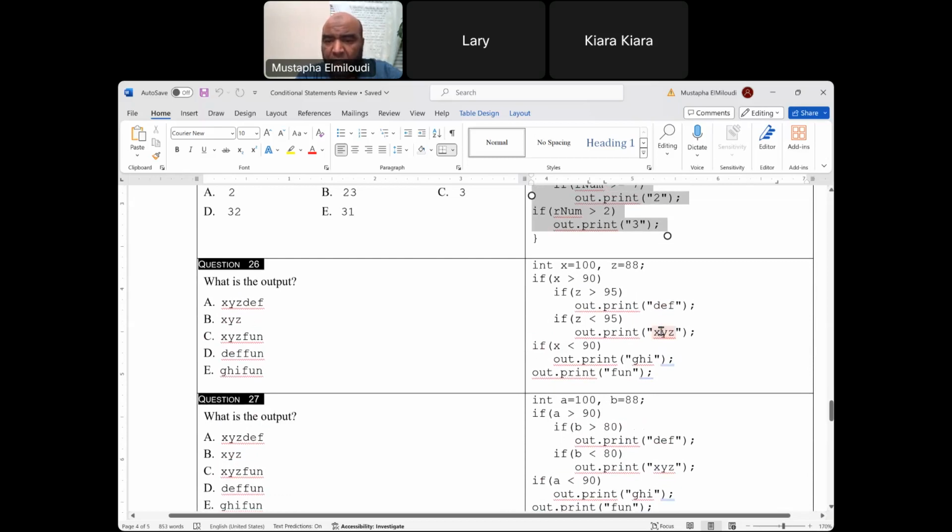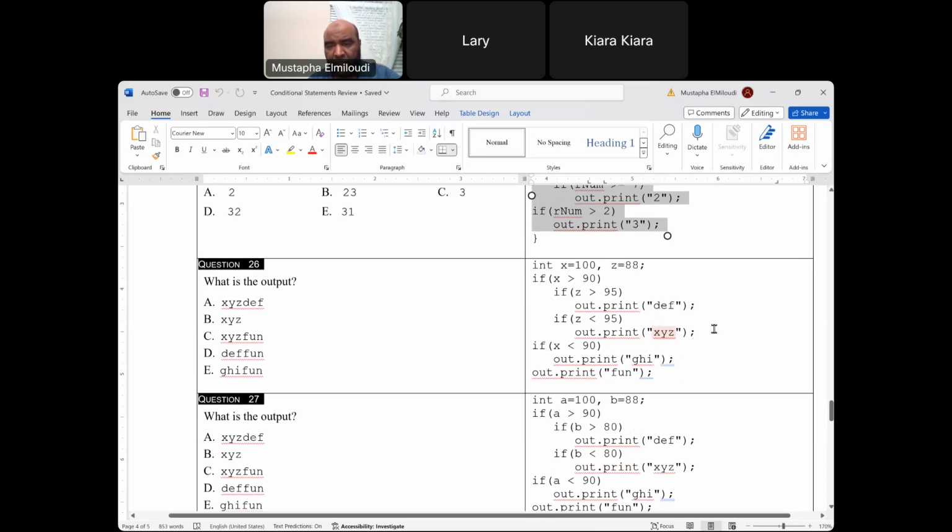So let's go over this one. Number 26, again, so these two are together. Why? Because one after the other with nothing in between. The first two statements are together. Now, the z is less than 95 is a separate one. And then also the last one is a separate one. Now, for the first two, they are together, so they have both to be true for DEF to be printed.